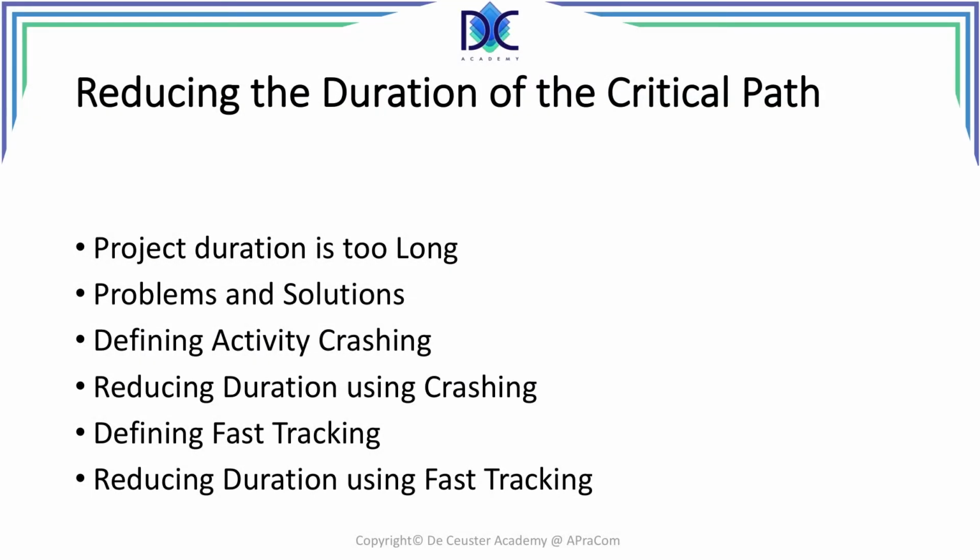Welcome to our session about critical path reduction. In the previous sessions, we constructed the precedence diagram, we calculated the duration of the project, we identified the critical path, but what happens when the project duration is too long? What are the problems and what are the possible solutions? We will look into detail in two solutions, which are activity crashing and fast tracking.